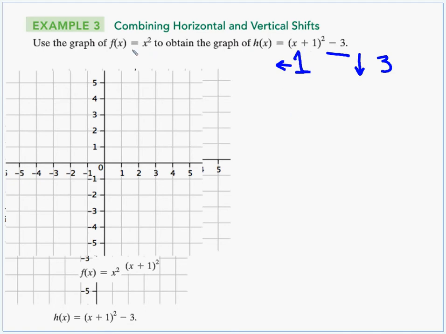So we're going to find our basic parabola graph. We'll do the horizontal one first. We'll move our graph to the left 1 unit, and then we'll move it down 3 units.